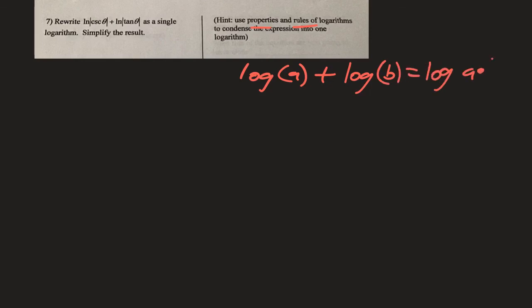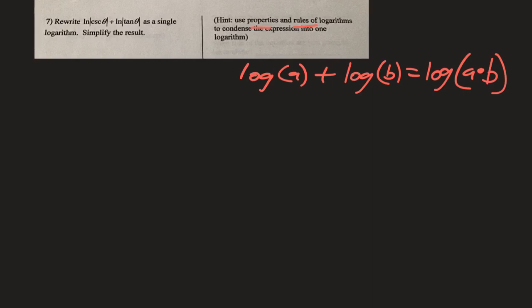Okay, so number 7 actually looks like a very messy problem. It says, rewrite natural log cosecant theta plus natural log of tangent theta as a single logarithm. Simplify the result. Well, we may have to look back at our Algebra 2 notes to see that, hey, this requires us to remember the log rules, right? Properties and rules of logarithms, which if we look back to, we'll find that adding logs actually makes them multiply. So for example, log A plus log of B is equal to log of A times B. Okay, which means that we can do the same thing here.